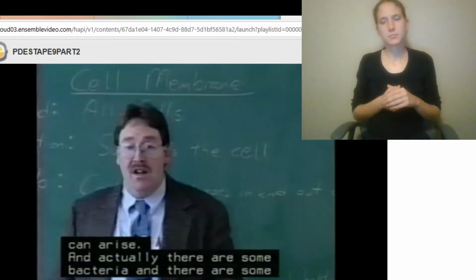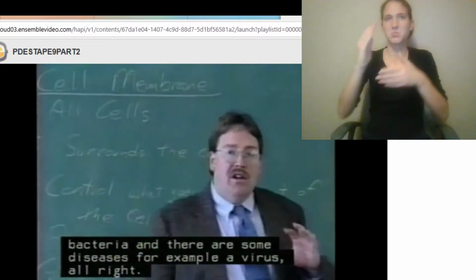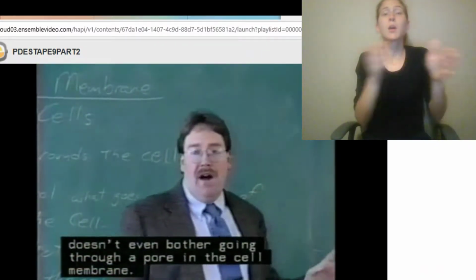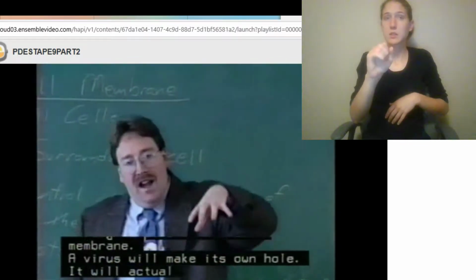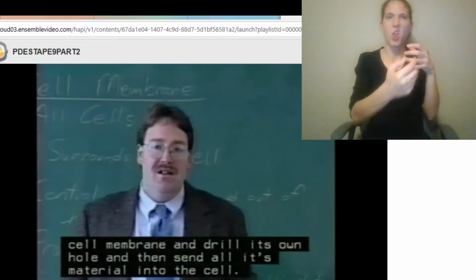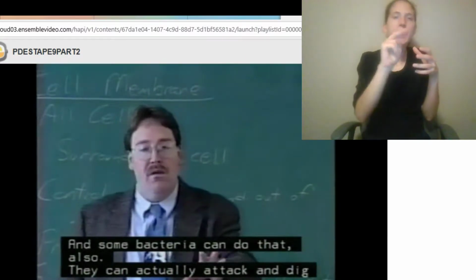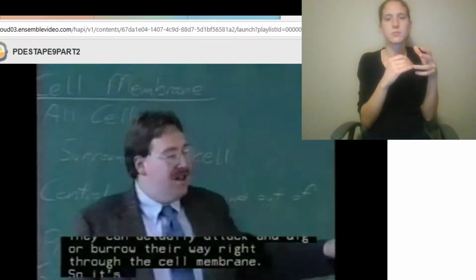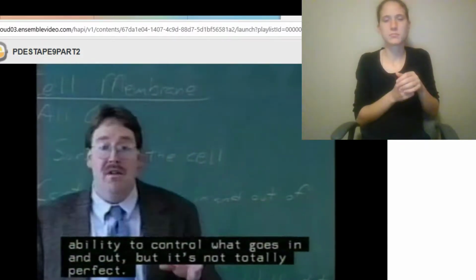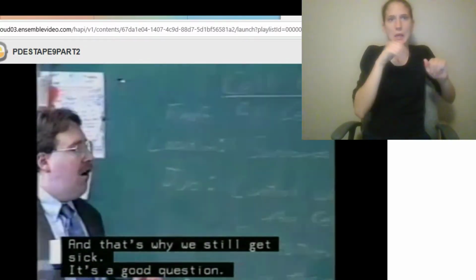And actually, there are some bacteria and some diseases, for example, a virus. When we look at a virus, it doesn't even bother going through a pore in the cell membrane. A virus will make its own hole. It'll actually attach to the cell membrane and drill its own hole, and then send all its material into the cell. And some bacteria can do that also. They can actually attack and drill and burrow their way right through the cell membrane. So it's good, and it has some ability to control what goes in and out, but it's not totally perfect. Right? And that's why we still get sick. That's a good question. All right.